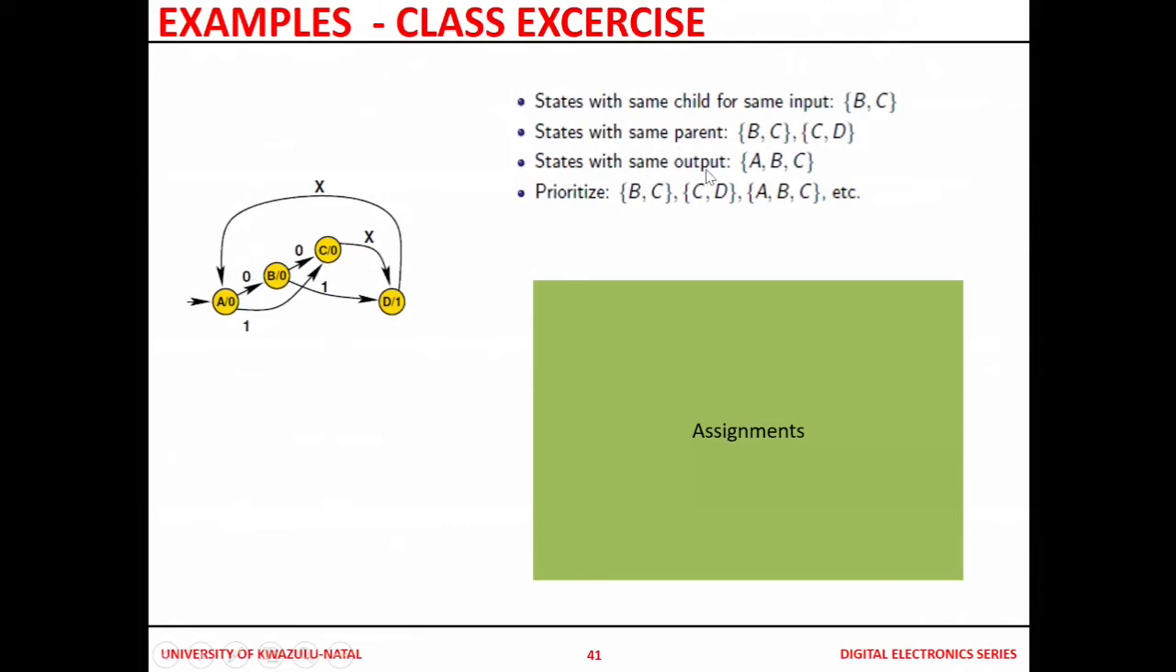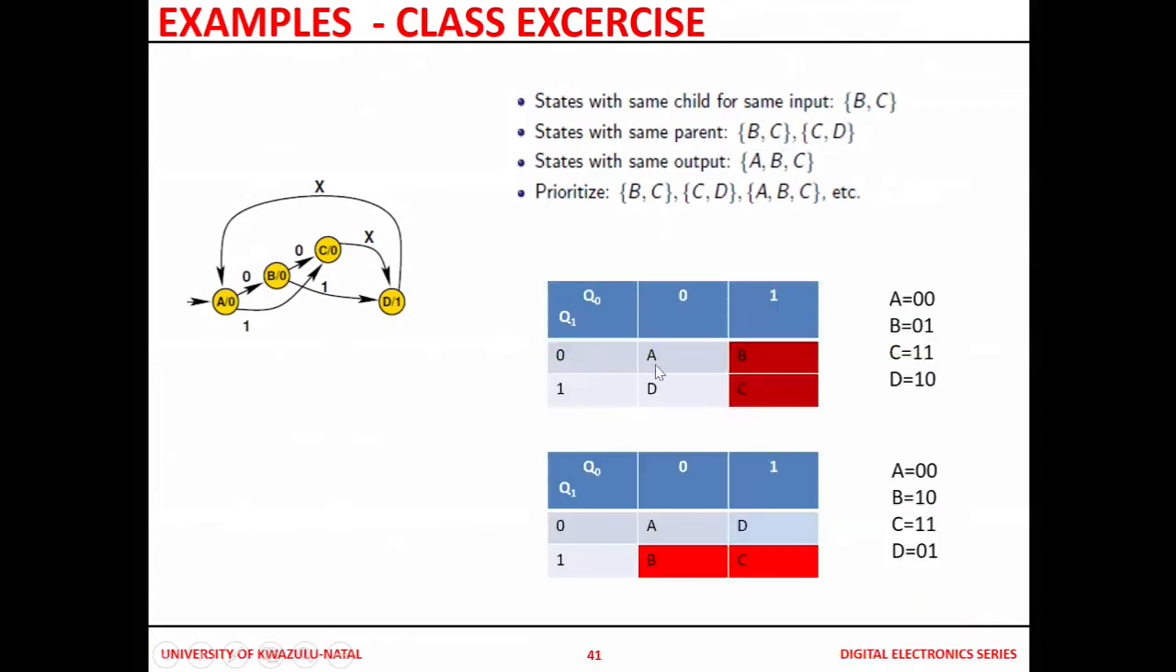States with the same input-output relationship: A, B, C. So the first priority: B should be next to C. Second priority says B should be next to C and C should be next to D. So if you have A here, B should be next to C and C should be next to D. So you can do that assignment.